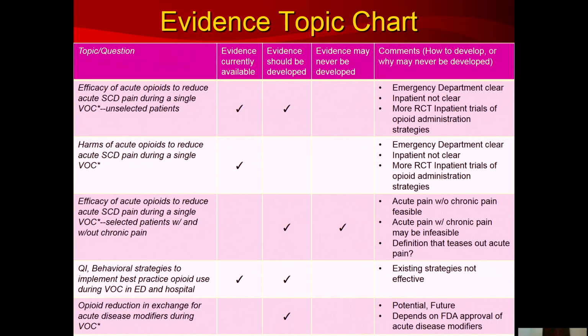And then last, I said that opioid reduction in exchange for disease modifiers, even biobehavioral strategies, is another area where there's very little to no evidence. Some of this will be dependent on the FDA approval of acute disease modifiers. Others would be dependent on normal clinical use of biobehavioral techniques, biofeedback, and the like.